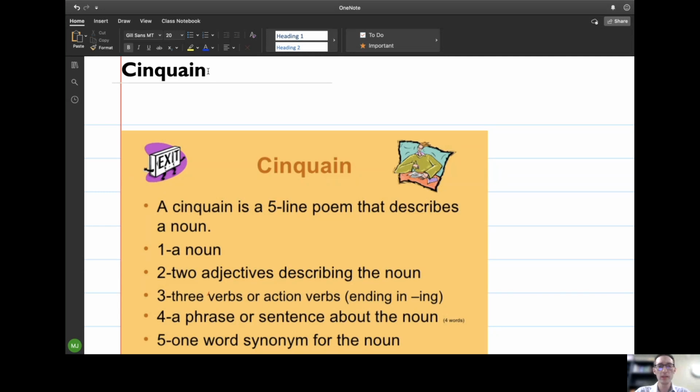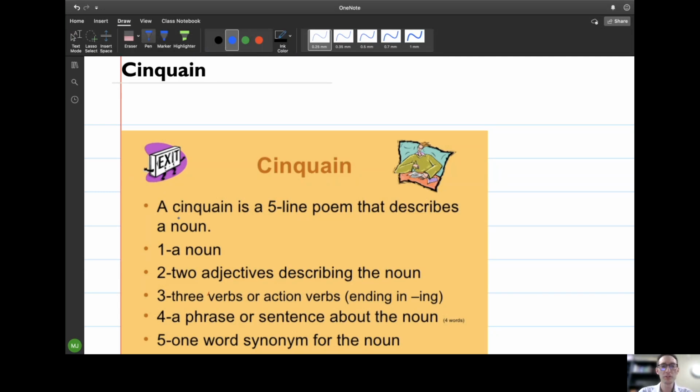Yes, so a Cinquain poem. We talked about the French connection here. 1, 2, 3, 4, 5. Cinquain is a 5-line poem that describes a noun. So you've got to start off with a noun. And then you have 2 adjectives describing the noun, followed by 3 verbs, action verbs especially, ending in ing.